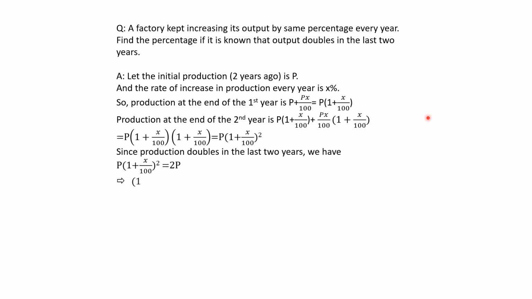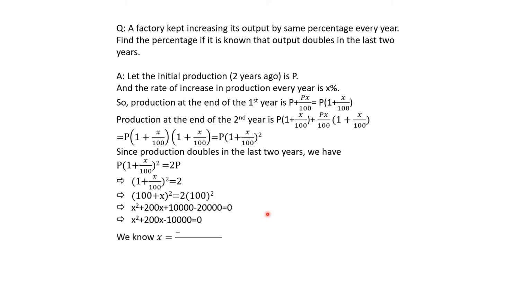Cancelling P on both the sides, we can write it as 1 plus x by 100 whole square equals to 2. On simplifying, we can write it as 100 plus x whole square equals to 2 into 100 square, or x square plus 200x plus 10,000 minus 20,000 equals to 0. Here x square plus 200x plus 10,000 is nothing but expansion of 100 plus x whole square, and this one is 20,000. We have taken it to the other side of the equal to sign, so it is x square plus 200x minus 10,000 equals to 0.